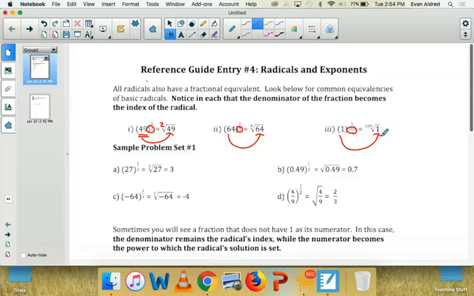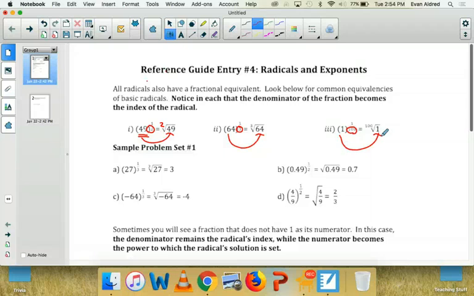So for that top section, it's important to note what's happening. And just to refresh your memory on what that is, the denominator becomes the index, the base becomes the radicand. And that will leave you with a radical that you may or may not be able to solve, but most of the time you will. The set of examples below actually solve the radicals. So in the top section, you were just looking at what happens with the denominator and what happens with the base. Now we're actually going to solve it.